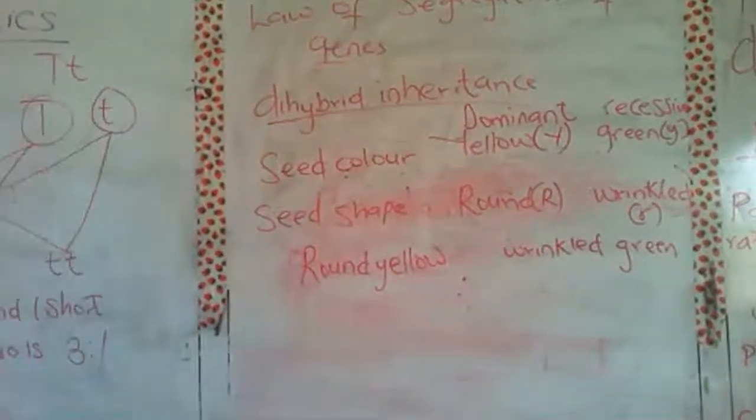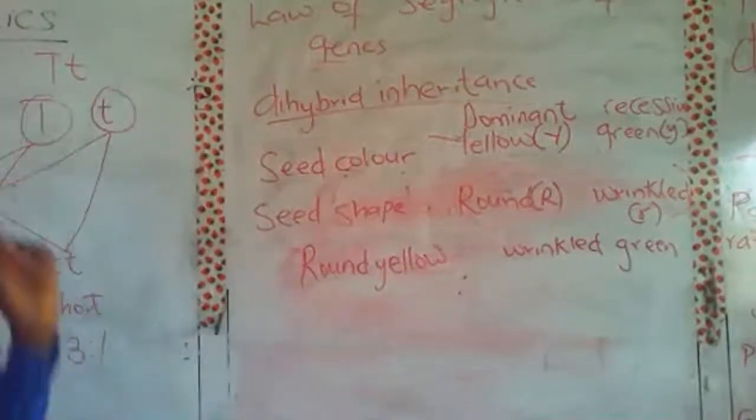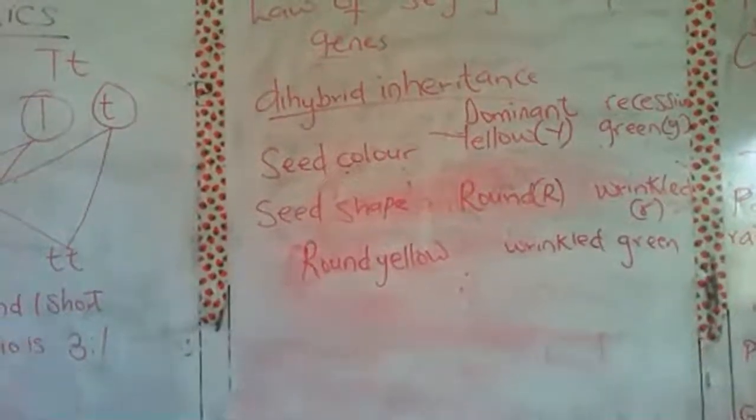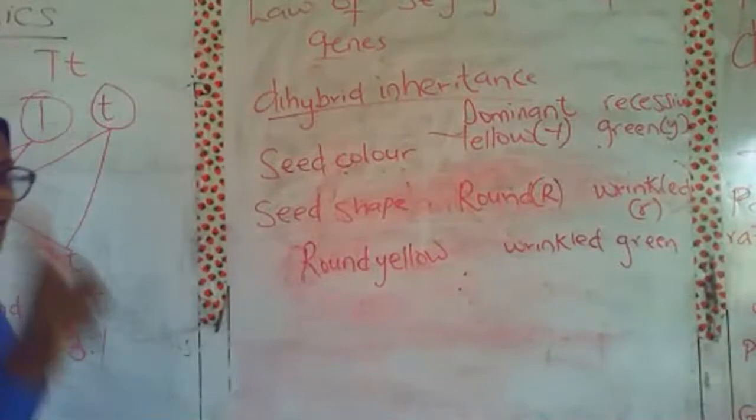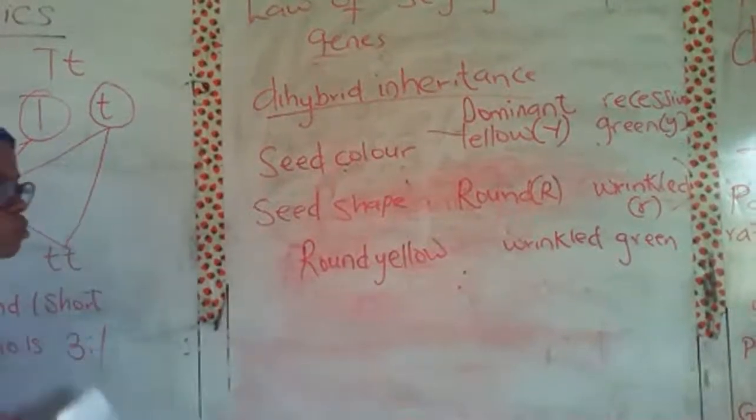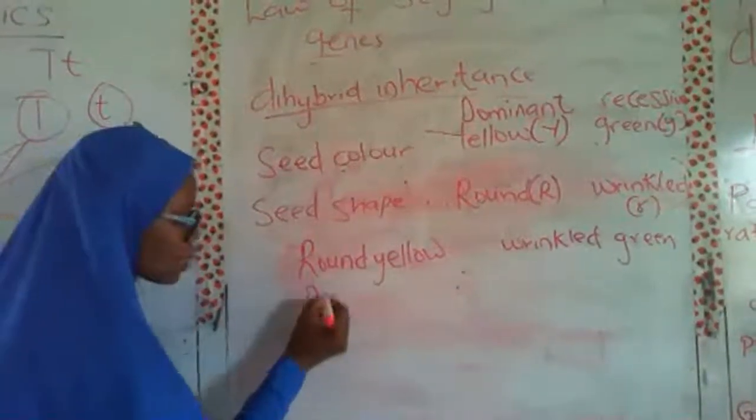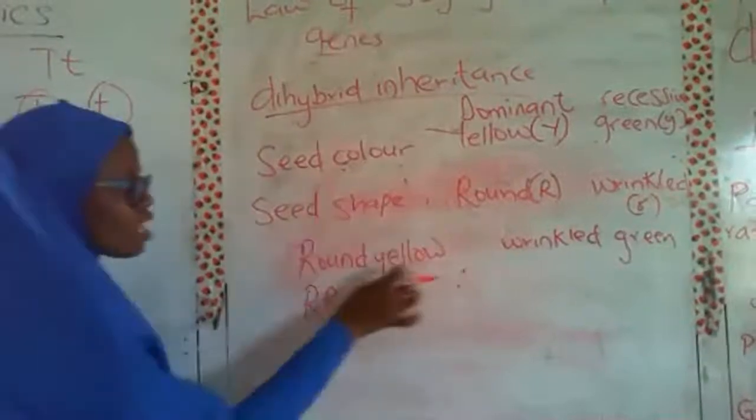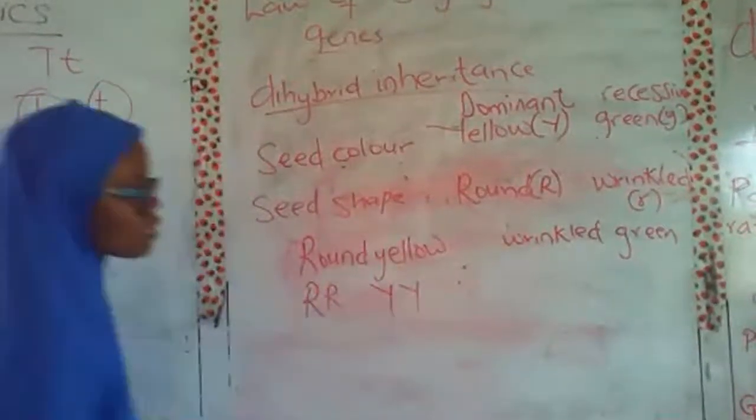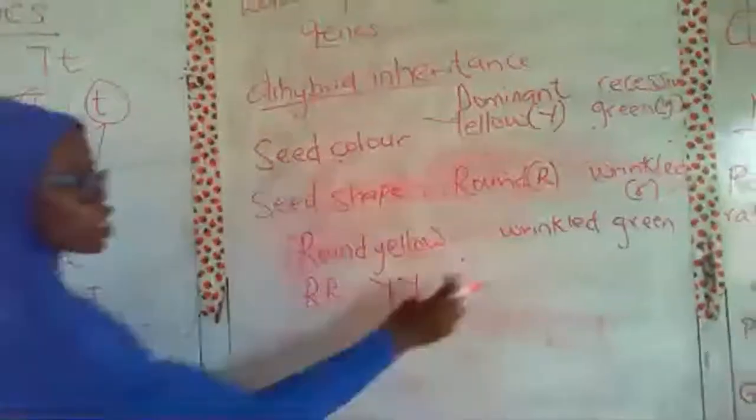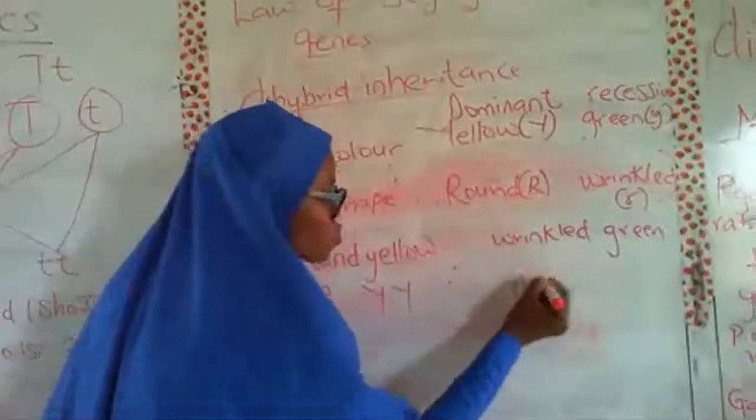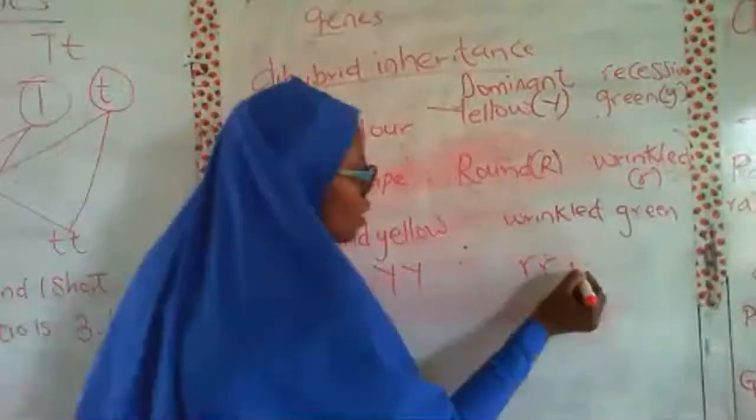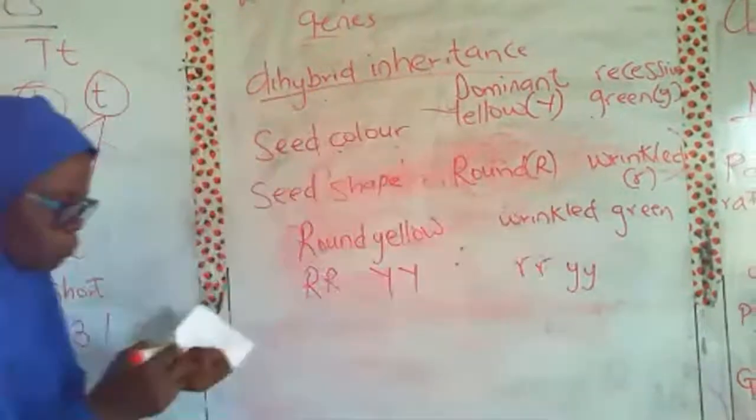Now, if you see this, you notice that we have two characters. And I said each individual inherits two alleles for a character. Meaning this round will be capital letter R, capital letter R. This yellow will be capital letter Y, capital letter Y. Now, wrinkled will be small letter r, small letter r, then small letter y, small letter y.